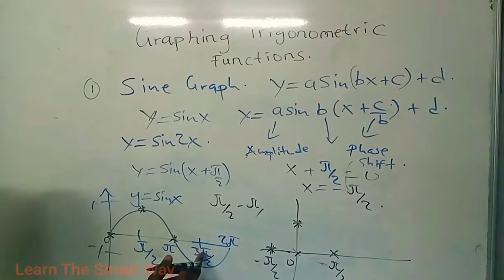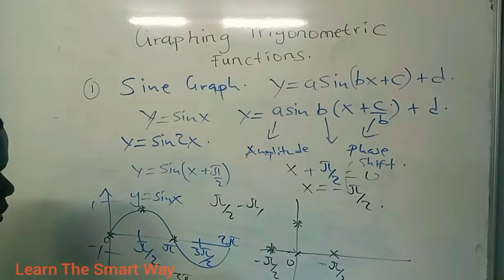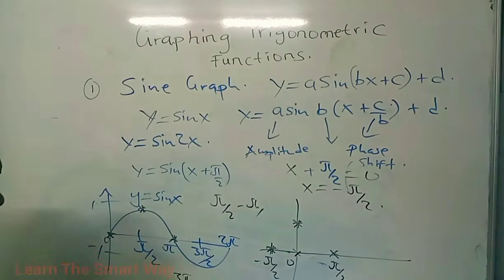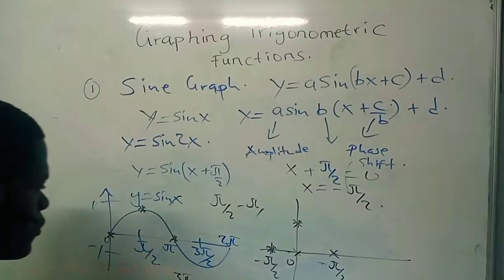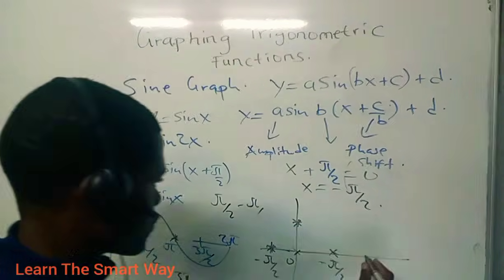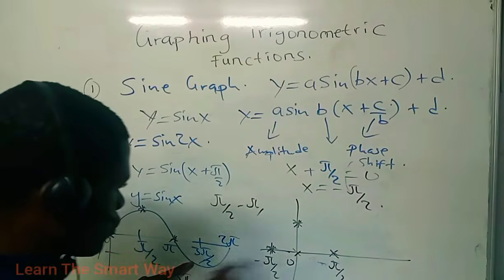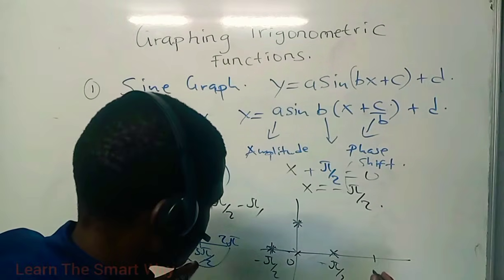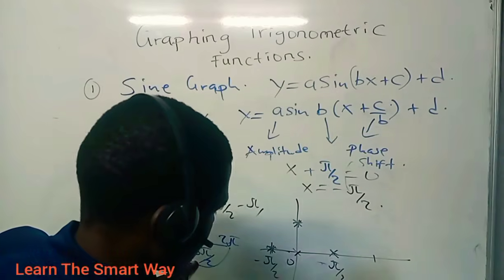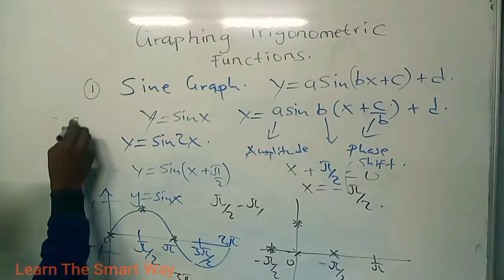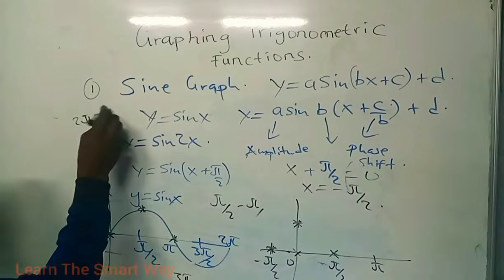Then this other one at 3 pi over 2. If you get 3 pi over 2, again, you subtract pi over 2. You are going to have 2 pi over 2, which is going to give you pi. So it will move to pi, which was at this point down there. Then the one at 2 pi, subtract pi over 2.